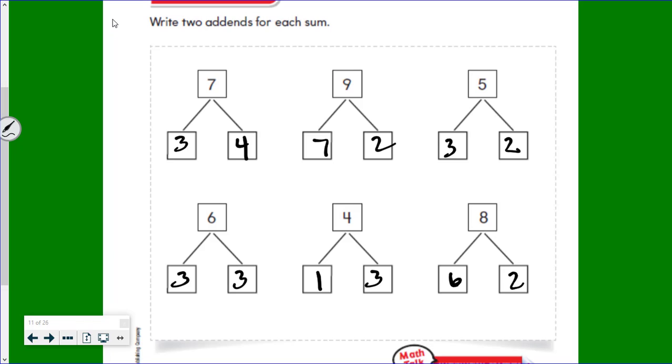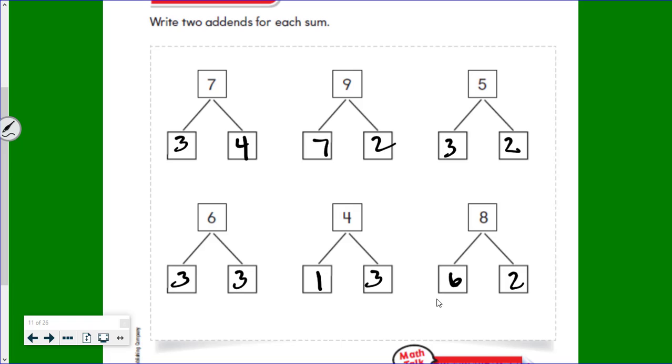All right, while you were working through yours, I finished mine up. For 9, I did 7 and 2. You could do different ones, like 3 and 6, or 1 and 8. It's up to you. Remember, I told you to try to do everything but 0. For 5, I went with 3 and 2. For 6, I did a doubles fact, 3 plus 3. For 4, I chose not to do a doubles fact, so I did 1 plus 3 equals 4.